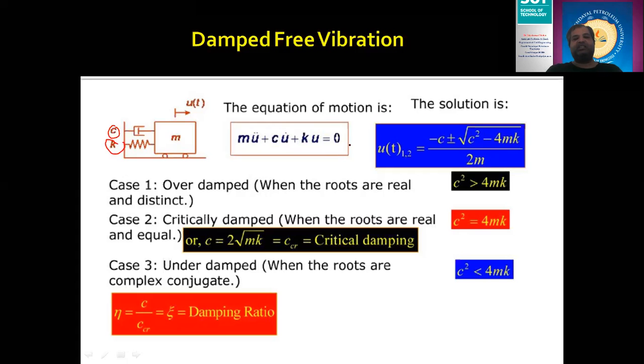In such conditions, I need to consider three different cases in the case of damped free vibration. The first case I am going to consider is the overdamped case. When I'm considering the overdamped case, I will explain it a little later. The second case I will consider is called the critical damped case, and the third case I am going to consider is called the underdamped case. So under this, these three cases will come into the picture.